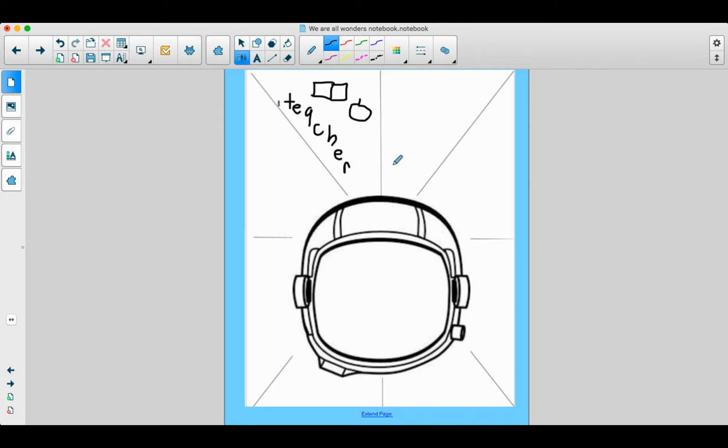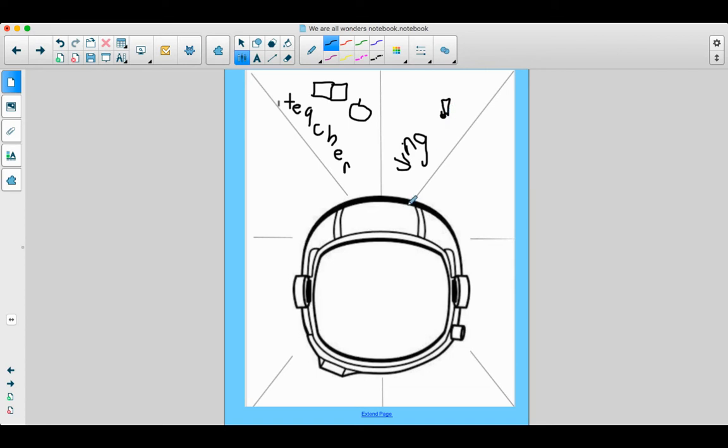Makes me unique. Oh, I love to sing. I'll put sing here. Oh, it's really hard for me to write with this mouse. And then some pictures to go along with it.